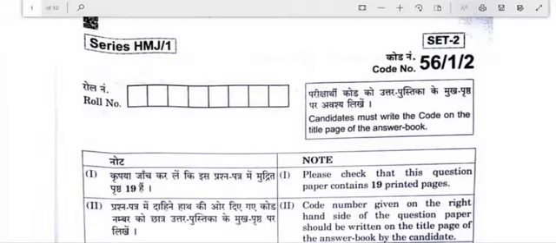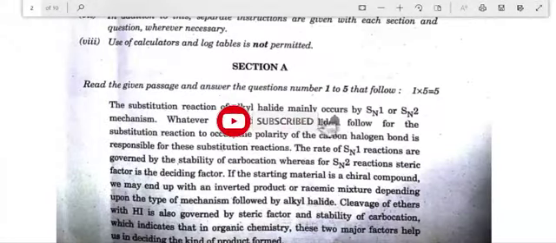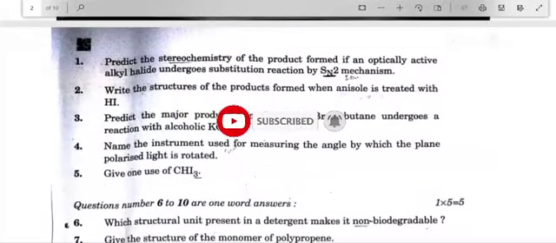Hey everyone, today I'm going to discuss set number 2 of the Chemistry Class 12 board examination paper of 2020. The paper was really simple, so let's begin without wasting our time.